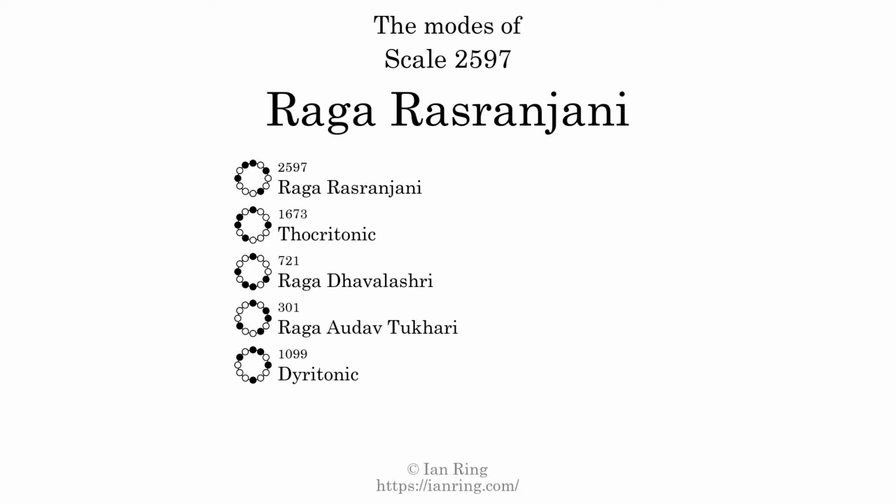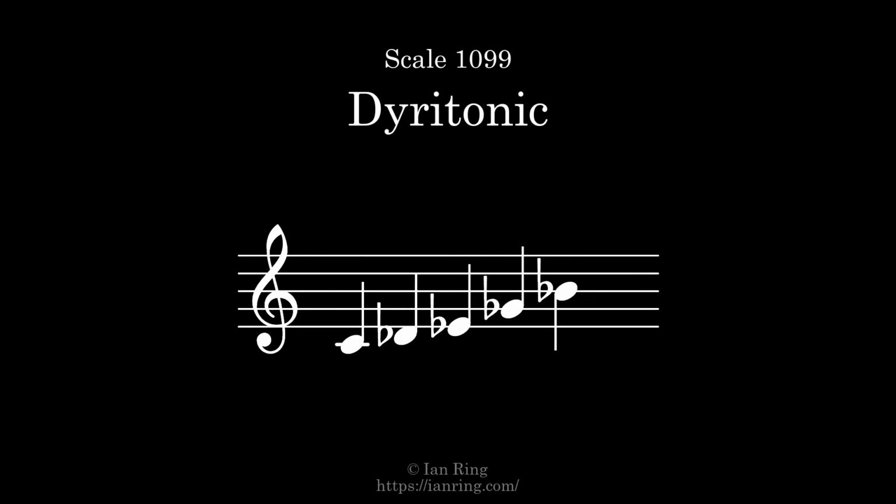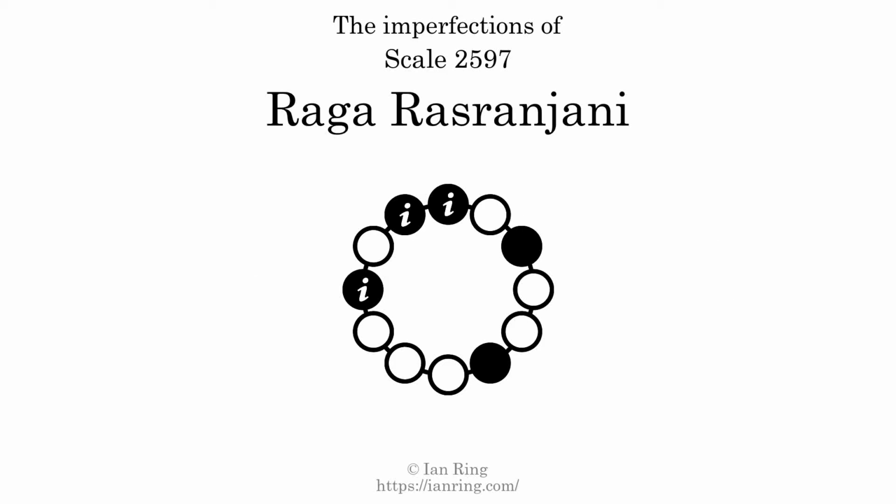The fifth and last mode is scale 1099, also known as diatonic. It sounds like this. Imperfections are tones that have no tone a perfect fifth interval above them. This scale has 3 imperfections. They are at positions here, here, and here.